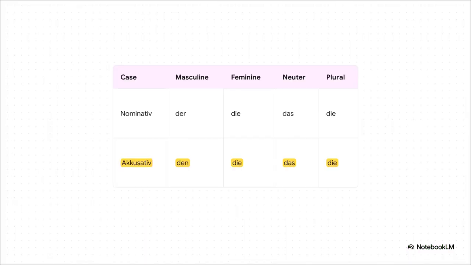All right, so here we are adding the accusative row to our chart. Now, before you start trying to memorize this whole thing, I want you to look really, really closely. The most important thing here isn't what changes, it's what doesn't change. Look at the feminine, the neuter, the plural. They are exactly the same as they were in the nominative.